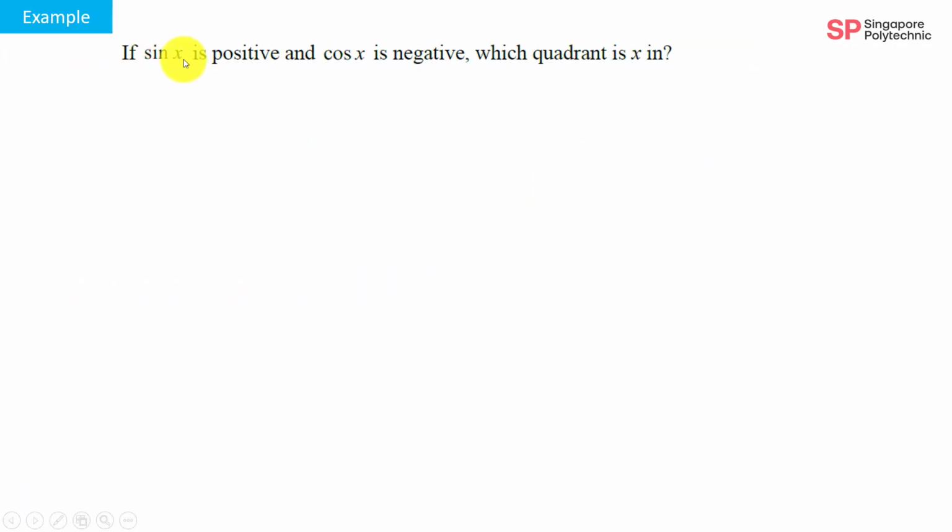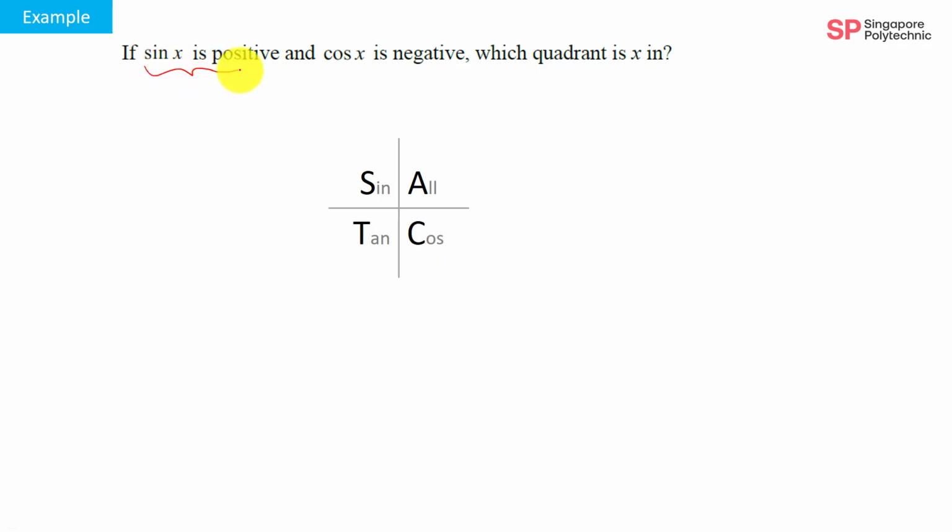If sine x is positive and cosine x is negative, which quadrant is x in? So let's remember our ASTC. A means all trigo ratios are positive. S means only the sine ratio is positive. T means only the tangent ratio is positive. And C means only the cosine ratio is positive.